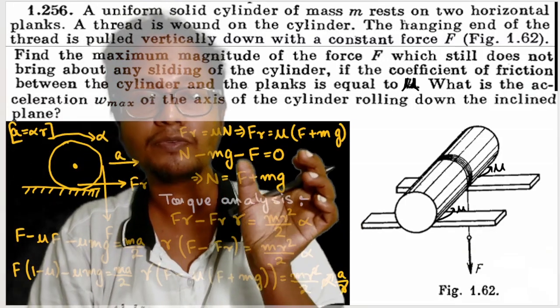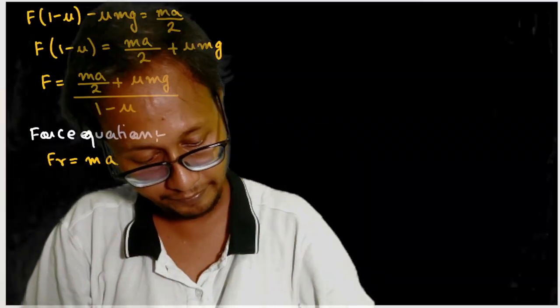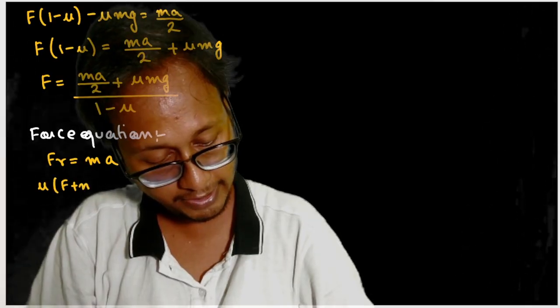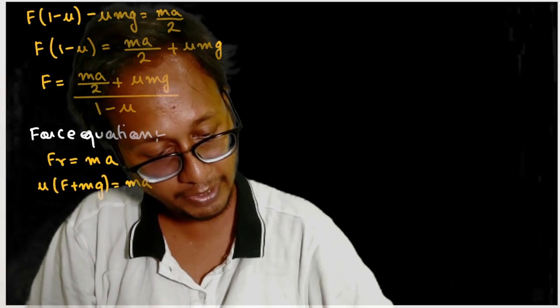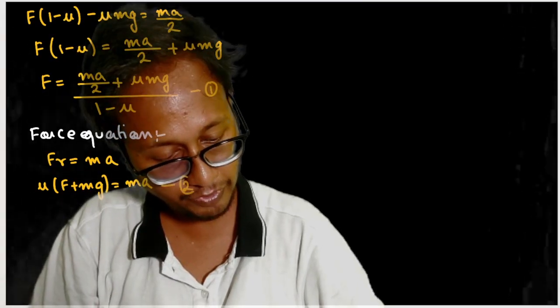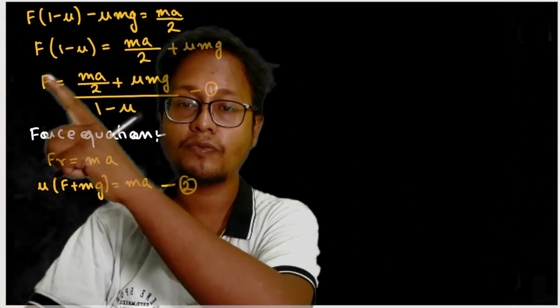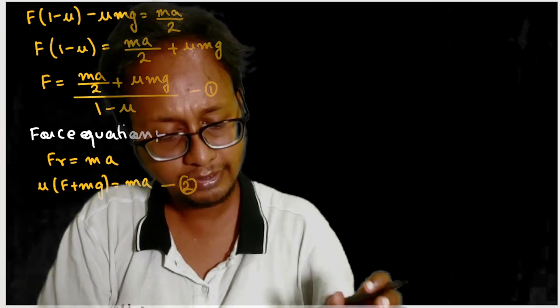And what is the limiting value of friction force? Mu into (F plus mg). Mu into (F plus mg) is equal to mass into acceleration. So this is my equation 1, this is my equation 2. Solving these two equations, I can get the value of force and the value of acceleration. So let's solve this one.